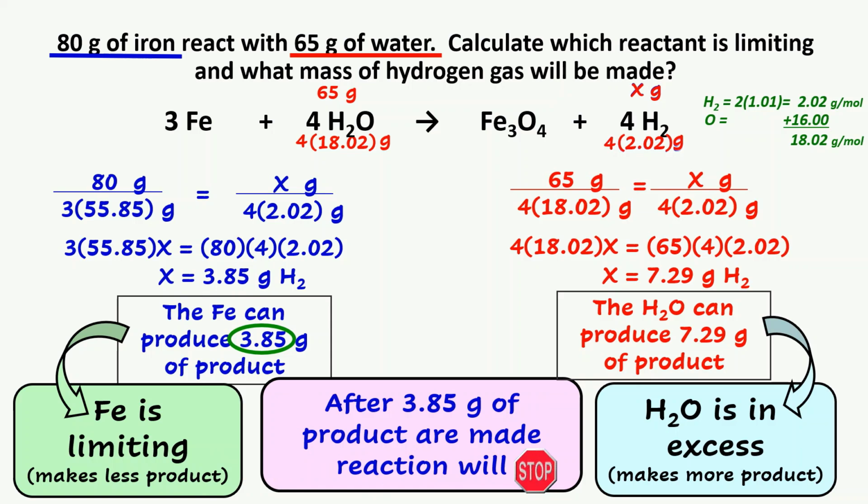So this was a great example to show that even though we started with more iron, the iron is going to run out first. And we only know that if we actually work through the problem and determine how much product each of these reactants is able to make.